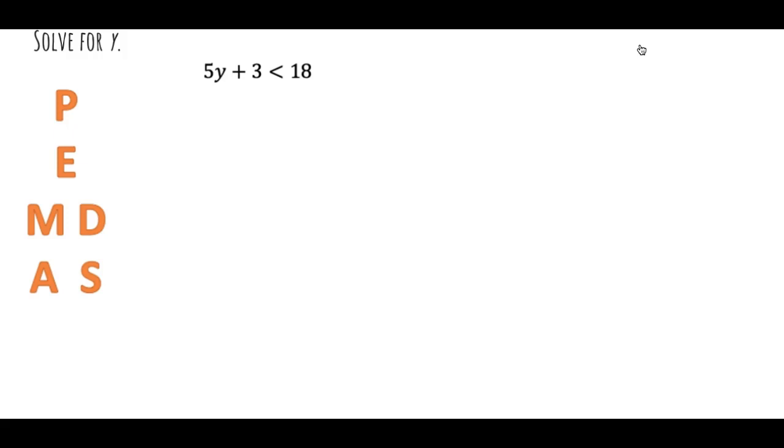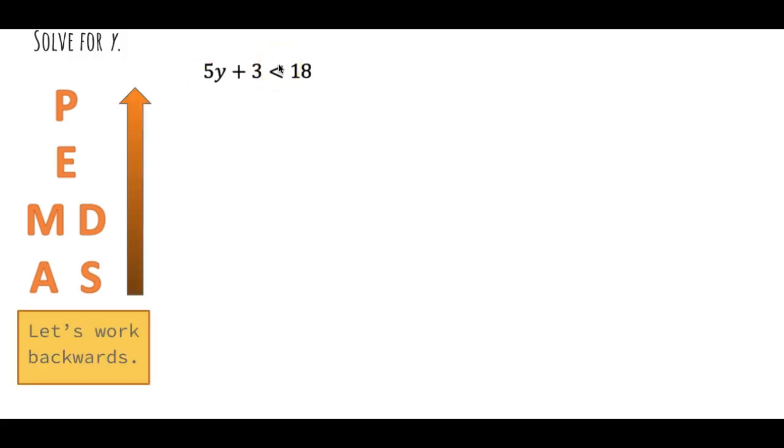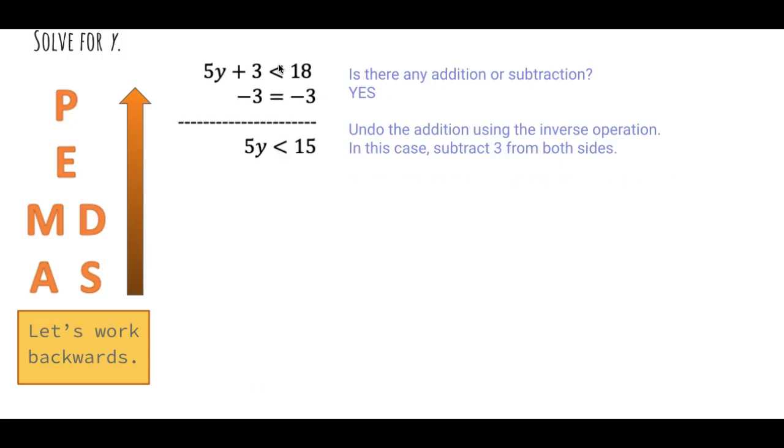So, looking at what we have here, just a reminder, the goal here is to isolate the variable. Therefore, we have to use inverse operation to move the 3 to the other side. And so you end up subtracting 3 from both sides, and you end up with 5y equals 15. I'm sorry, 5y is less than 15.